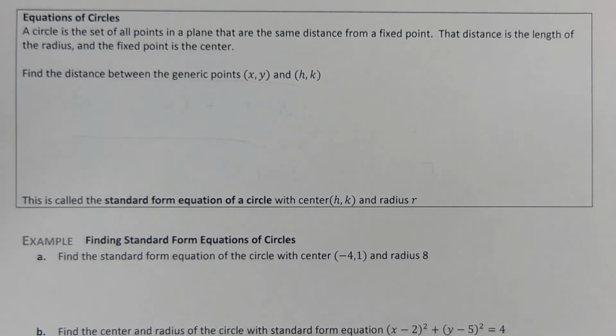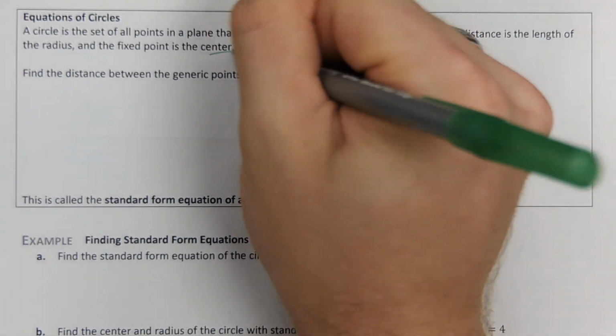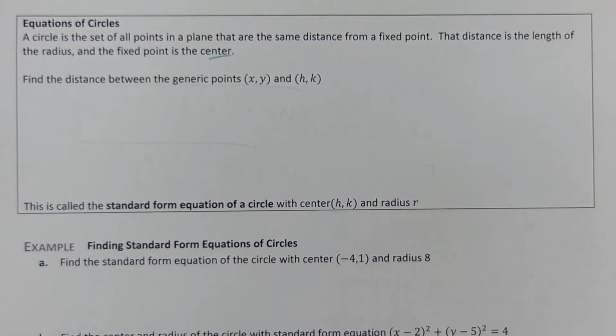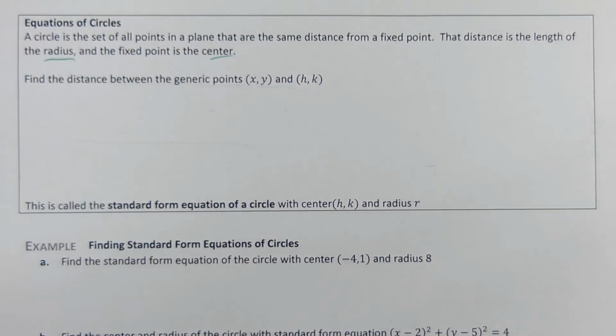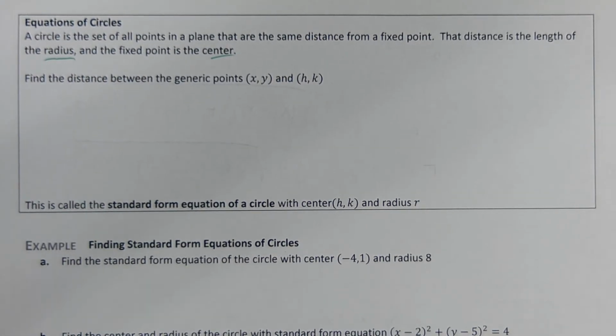By definition, a circle is the set of all points in a plane, x comma y plane, that are the same distance from a fixed point. Okay, well that fixed point would be known as the center. And that distance that we're talking about, that would be the radius. So the radius is the distance from the center of a circle to the edge of a circle. And the edge of that circle, literally the circle itself, is the set of every single point that is exactly the same distance from that center.